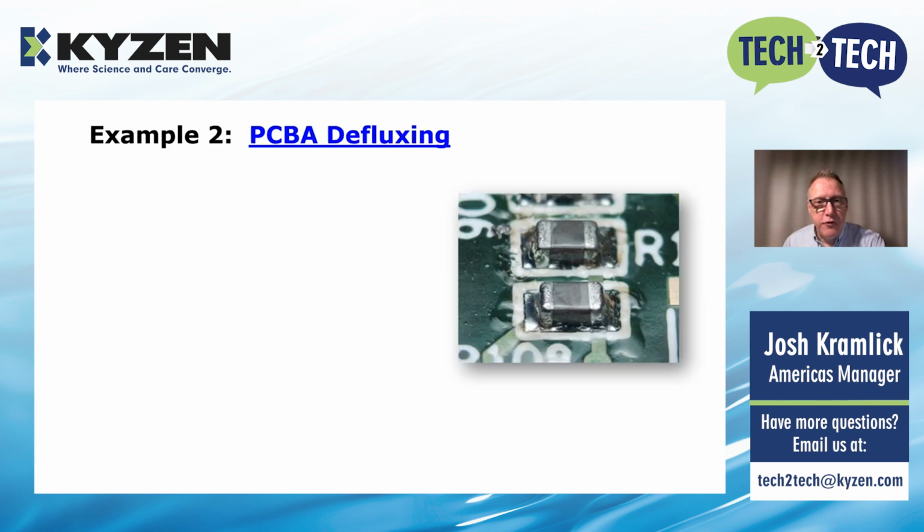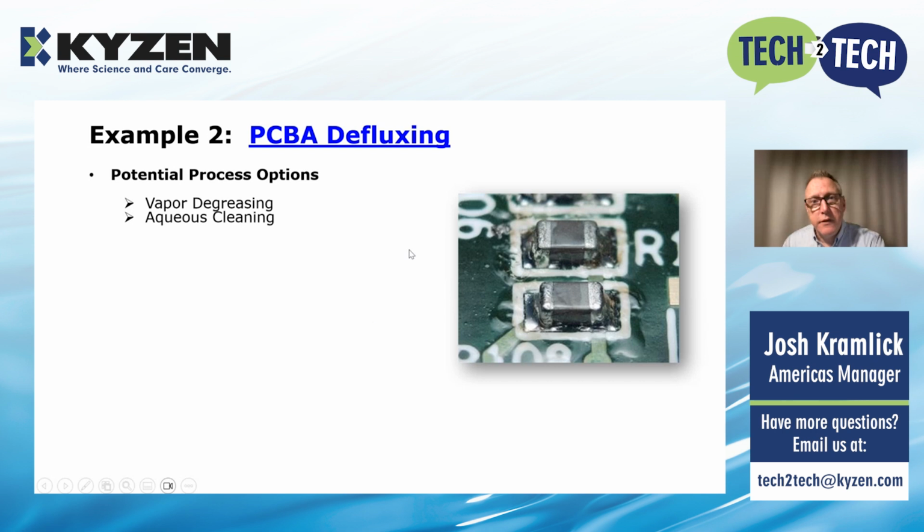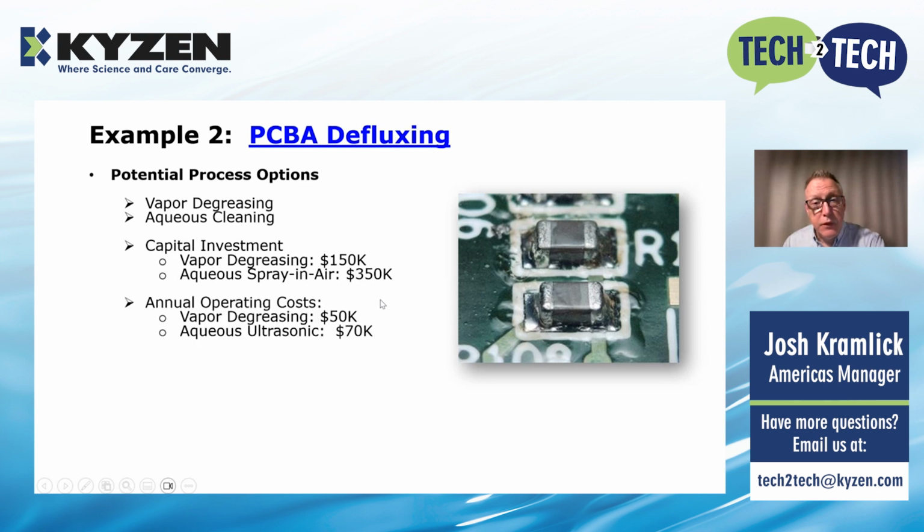We have a second example to share, PCBA defluxing, which is a world that KYZEN plays in quite frequently. We have two potential process options. We could look at vapor degreasing or aqueous cleaning. We're already going to rule out vacuum degreasing because the vacuum degreasing solvents are not effective at removing flux residues. So we walk through the same process here. If we estimate an investment for vapor degreasing at $150,000 and an investment for aqueous spray and air at $350,000, we look at annual operating costs.